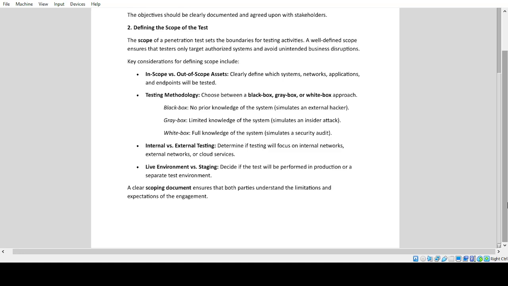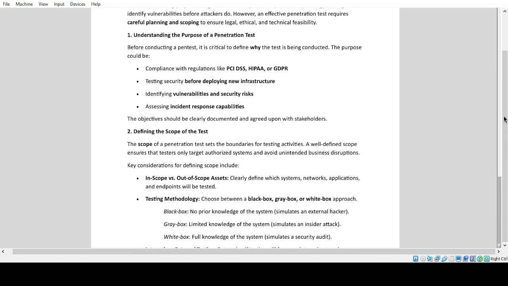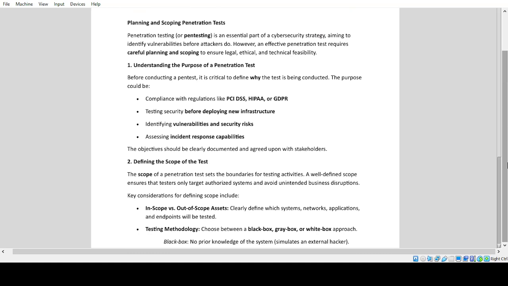Internal versus external testing. Determine if testing will focus on internal networks, external networks, or cloud services. Live environment versus staging. Decide if the test will be performed in production or a separate test environment. A clear scoping document ensures that both parties understand the limitations and expectations of the engagement.